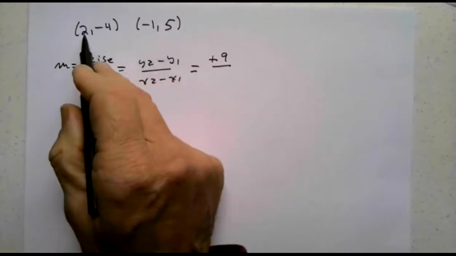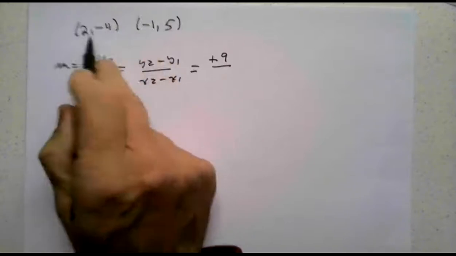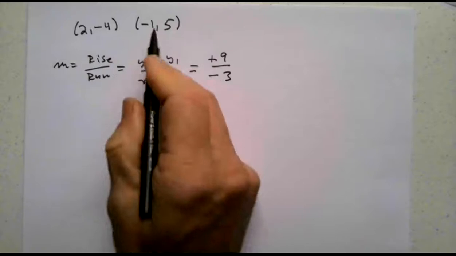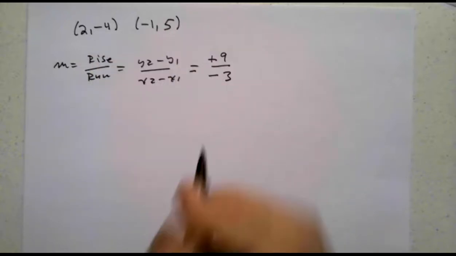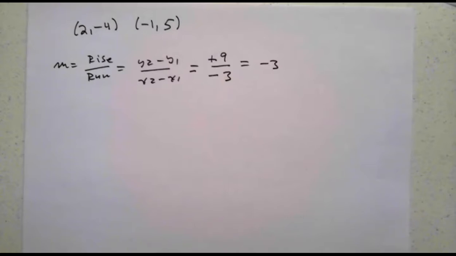x2 minus x1: I'm starting at 2, I'm going to -1. Which direction am I going? From 2 to -1 is going down. Going down how far? Going down 3. But notice that's also -1 minus 2. So try to think of it both ways. That gives me a slope of -3.